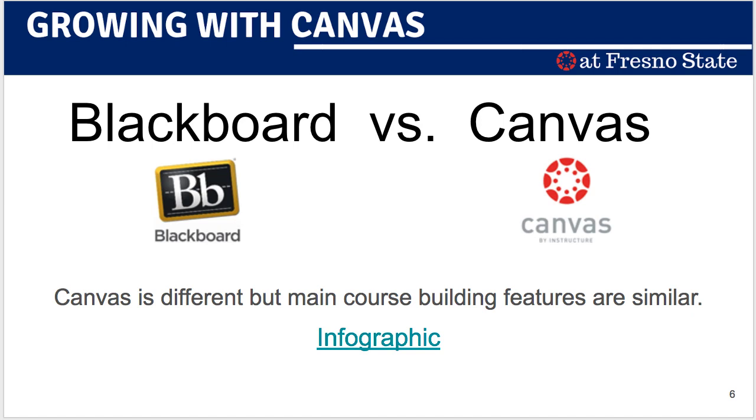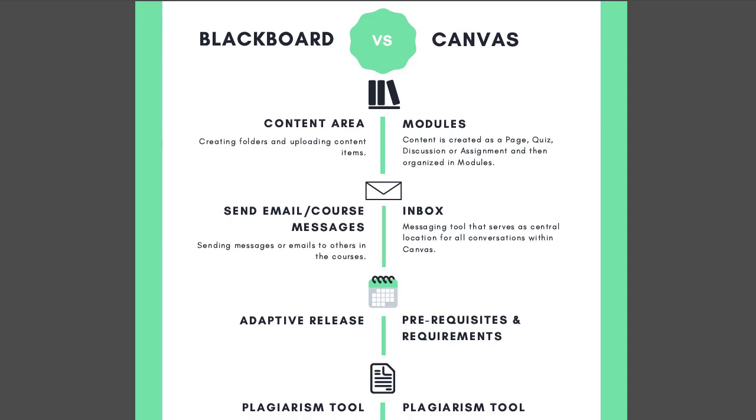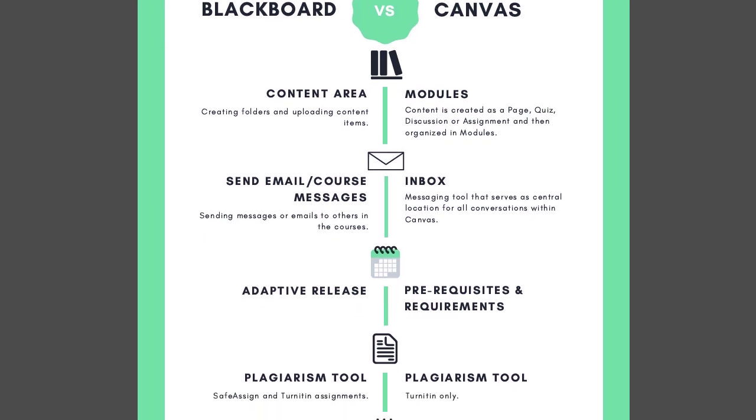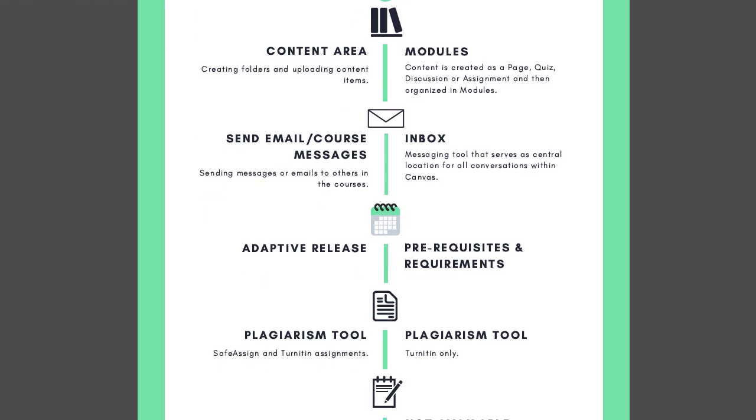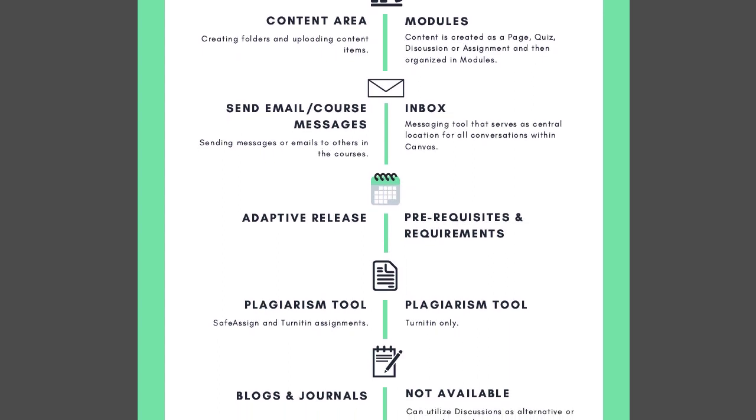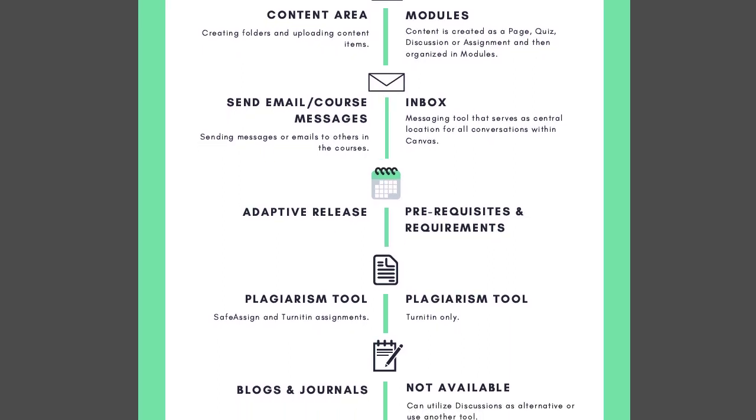Canvas is different, but main course building features are similar. Here's an infographic that will give you some of the basic information. Blackboard has content areas. Canvas uses modules. Blackboard uses emails which can be sent directly to students. Canvas uses a more internal message system called Inbox. Blackboard uses adaptive release. Canvas uses prerequisites and requirements. These can be attached to any graded assignment.